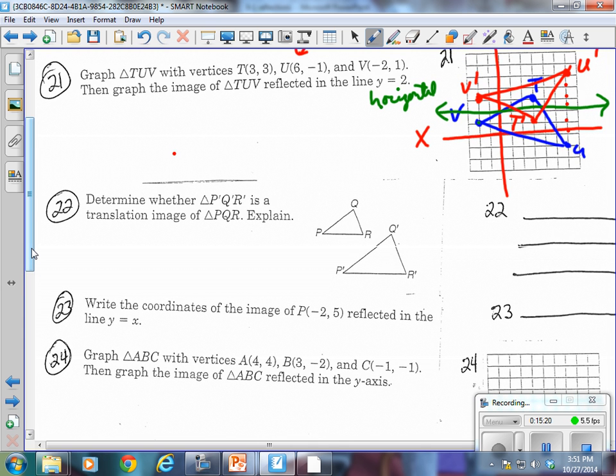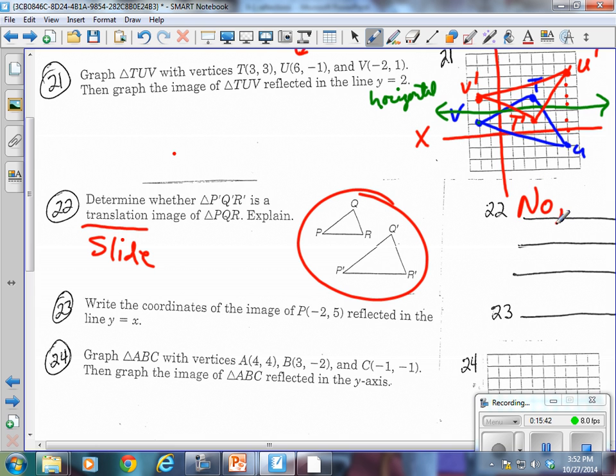Number 22. Determine whether P prime, Q prime, R prime is a translation. Another name for a translation is a slide. So we're trying to decide whether it's a slide or not. And they want you to explain your answer. Well, we look at this, and it looks like one of them's bigger than the other, so it can't just be a translation. So the answer should have been no, and the easiest thing to write is it got bigger. That's the easiest way. Just got bigger, so it was a dilation.